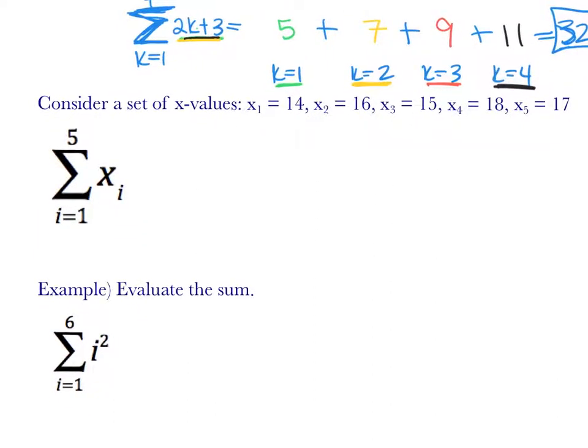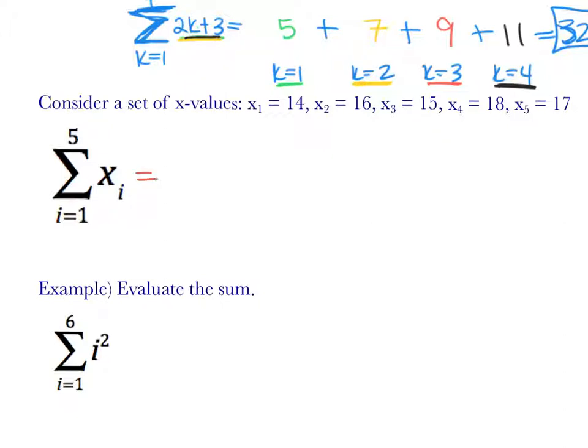It says, consider the set of values. x sub 1 is 14, x sub 2 is 16, x sub 3 is 15, x sub 4 is 18, and x sub 5 is 17. Then evaluate sigma from i equals 1 to 5 of x sub i. So I first say, let's just take this very literally. This says start with i equals 1 and sub that in for i. Then I'm going to plug in the next consecutive integer for i. Then the next, then the next, and then I end up at x sub 5. And I know to stop at x sub 5 because 5 is the last consecutive integer that I'm plugging in.